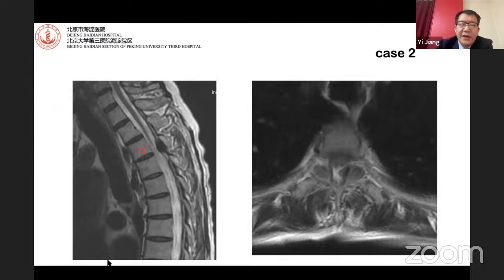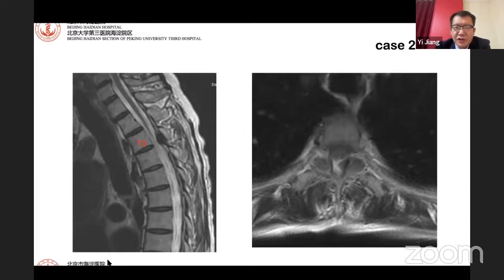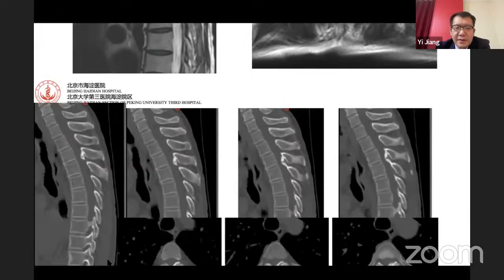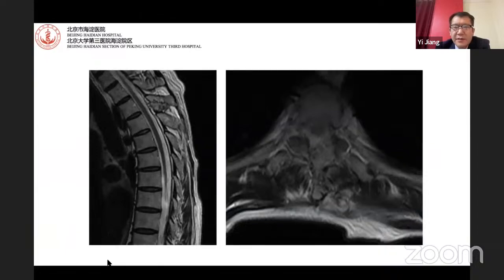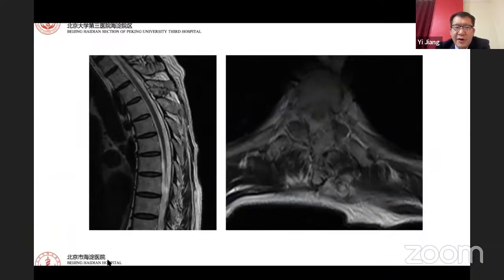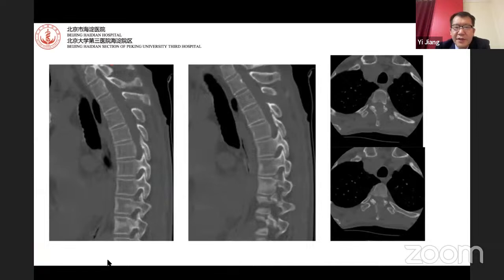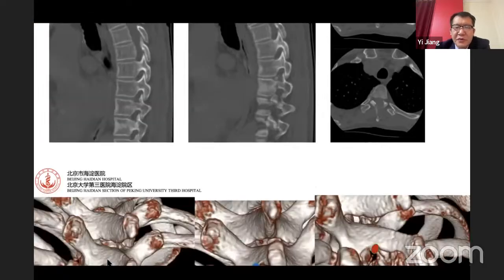This is a T3 OLF. Compared to the transforaminal decompression, I like to do the posterior decompression for thoracic spine surgery. Just like this, the OLF is ossified here. This is the posterior MRI and the post-operative CT scan, a 3D reconstruction.